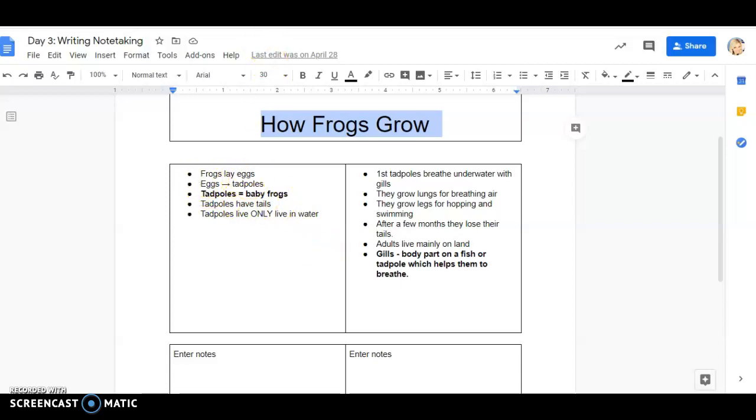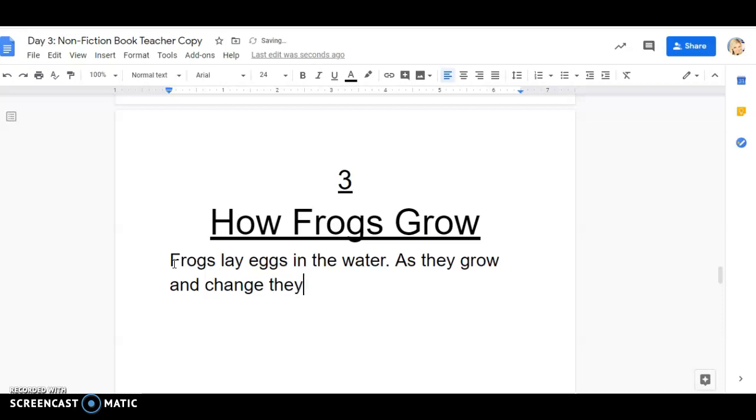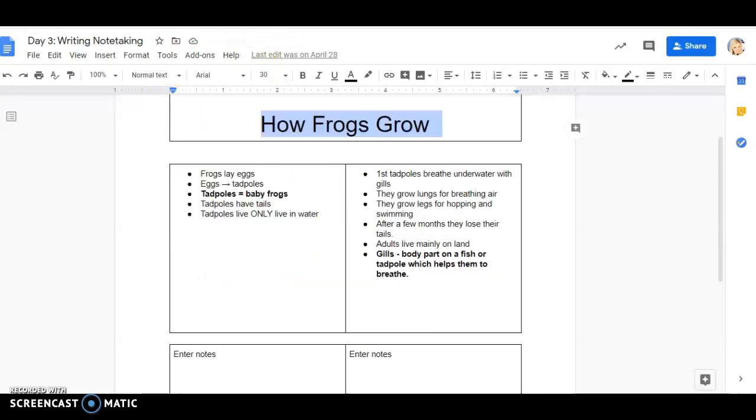I'm going to talk about frogs laying eggs. I'm going to erase this. I have my indent is already in there. Frogs lay eggs in the water. As they grow and change, they live on land. Right? They start off in water, and as they grow, they turn into a land animal. They go from eggs to tadpole. Tadpoles have tails. I'm going to write down that.